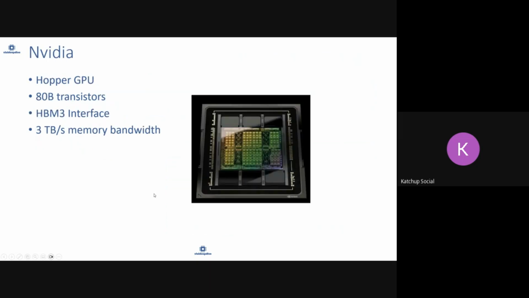And of course, NVIDIA Hopper GPU, 80 billion transistors. It uses HBM3 interface, 3 terabyte per second memory bandwidth.